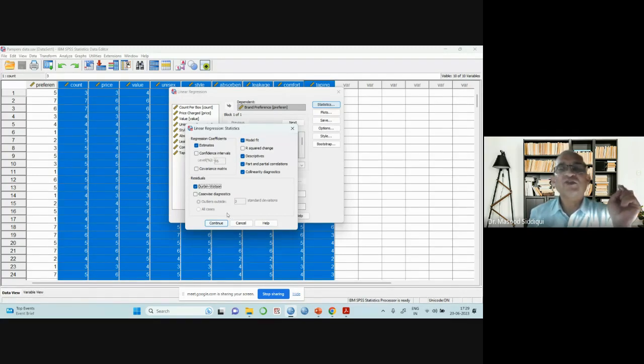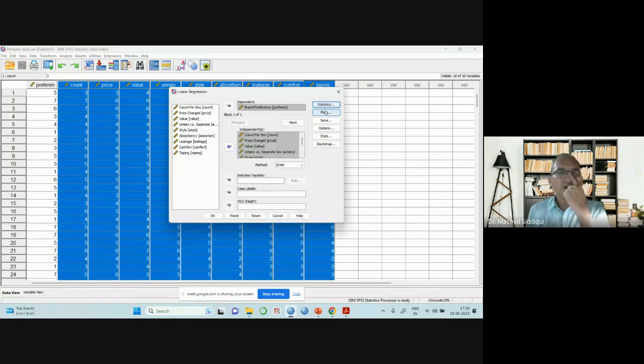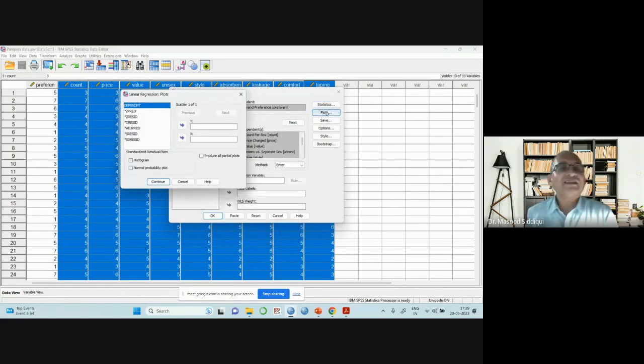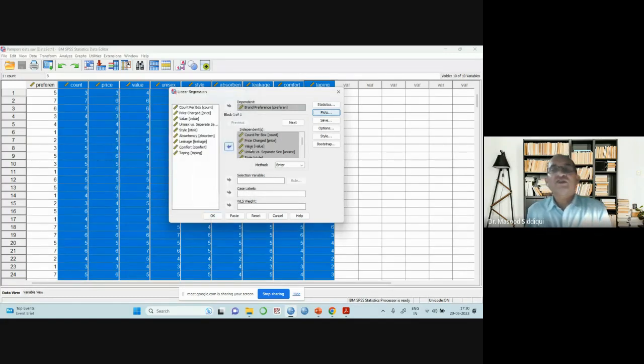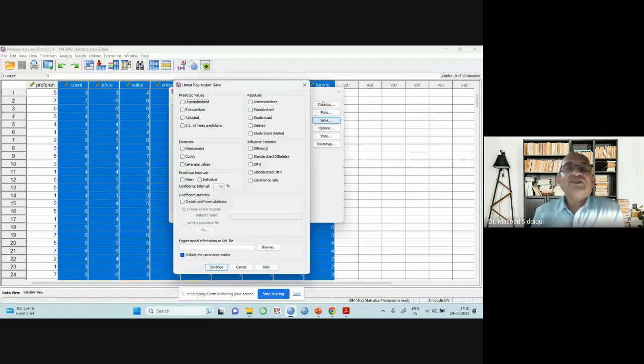Then we press continue. Then we go to the plots. So here we entered Z residual, which means standardized residual, in the y-axis and Z predicted in the x-axis. Right? I will be explaining what we mean by residual and what we mean by predicted. And for the normality checking, I am taking histogram as well as normal probability plots. We continue. Right?